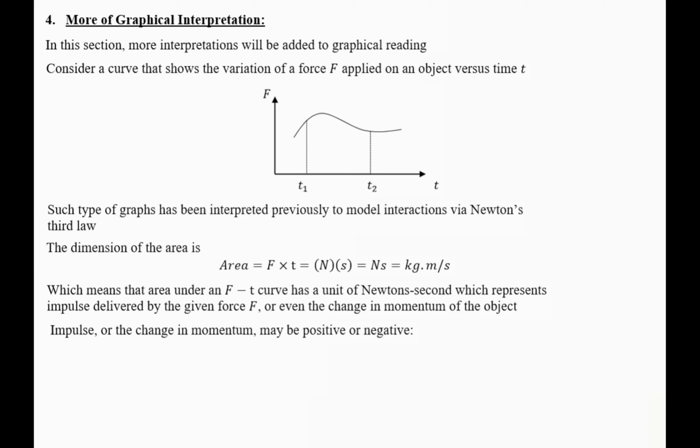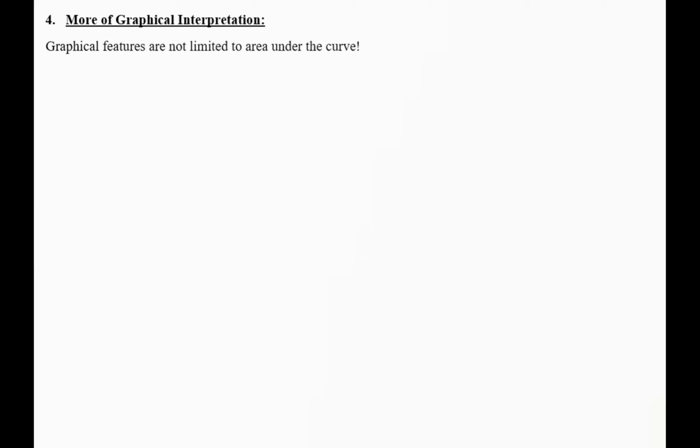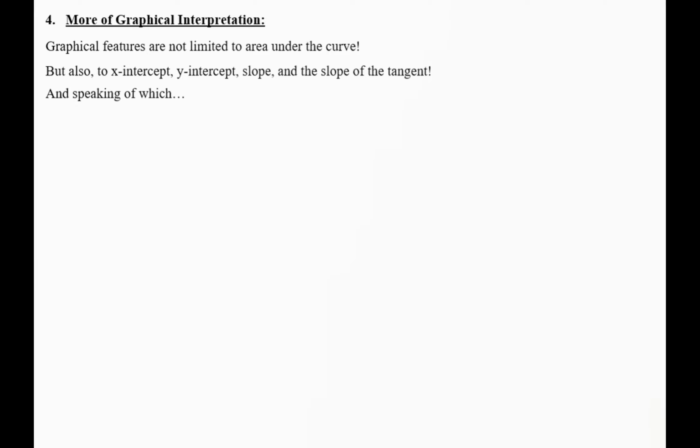The impulse or the change in momentum may be positive or negative because we're talking about vector quantities. Area above the horizontal axis would represent positive impulse or a positive change in momentum. Area below the horizontal axis would represent a negative impulse or a negative change in momentum. Graphical features are not limited to area under the curve, but also x-intercept, y-intercept, slope, and the slope of the tangent as we have seen previously.